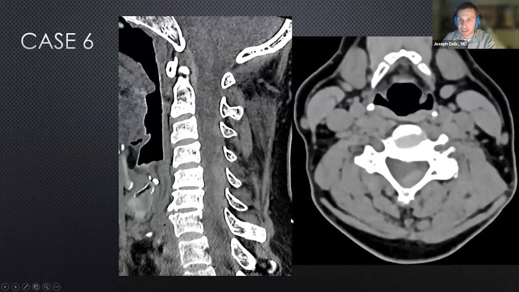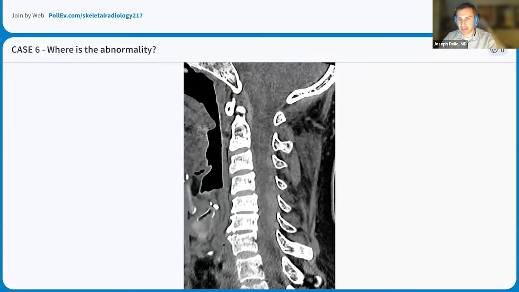All right, case number 6. Here's some quick images for you guys, and you're going to be using these to pick out where is the abnormality.